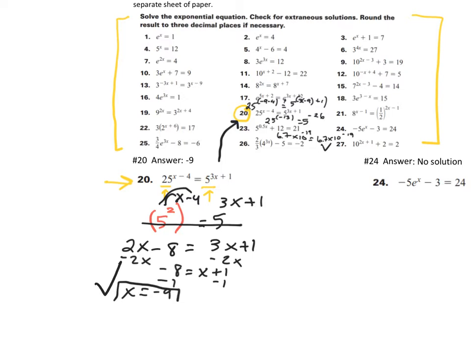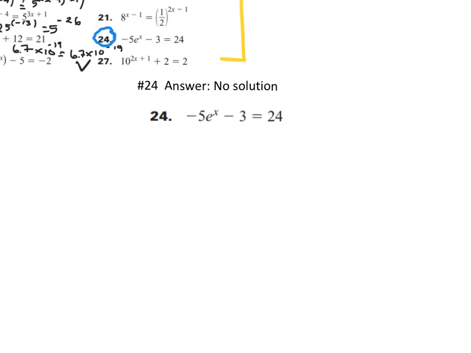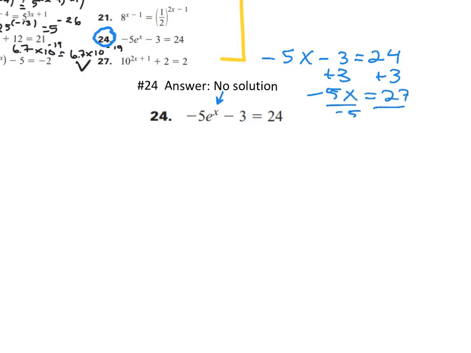So the next one, we're going to look at 24. That one's also a little different. So notice, when it's in exponential form, we first want to isolate the term with the exponent that's variable, right? So pretend that this problem said negative 5x minus 3 equals 24. You would add 3, right? Negative 5x is equal to 27, and you would divide by negative 5, and you would be done, right? So remember that.